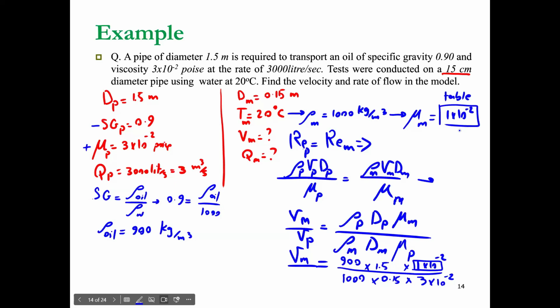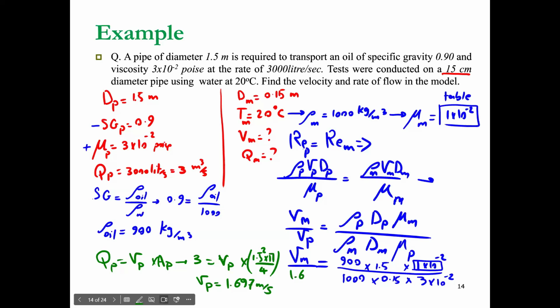Velocity of prototype. Let me change the color here. So here, Q of prototype is equal to velocity of prototype multiplied by area of prototype. Velocity, this is the only one I need to find, multiplied by area. Area is a circle, so you have the diameter. So VP, you have it. It's 1.697. So find the V of model.